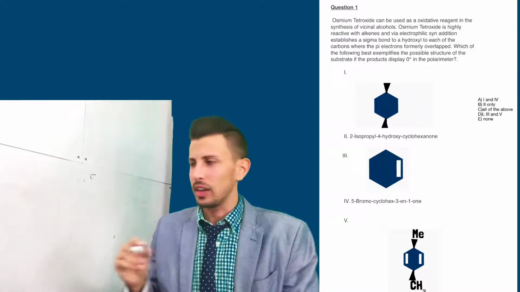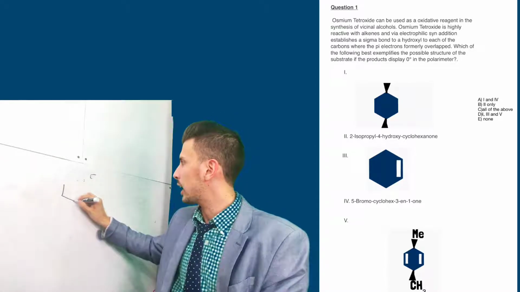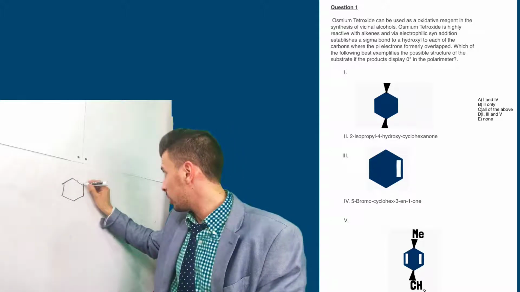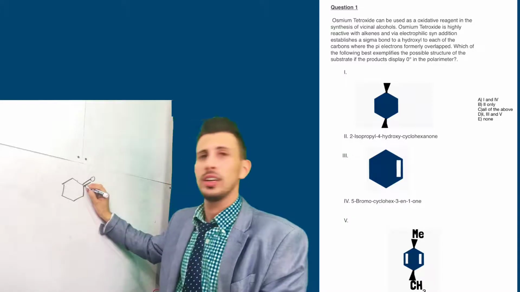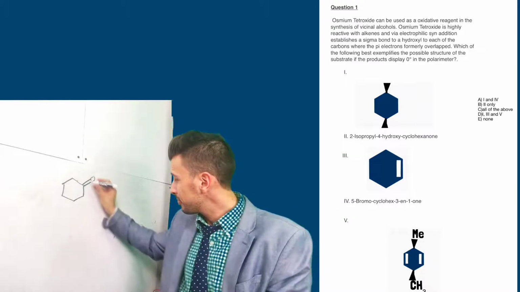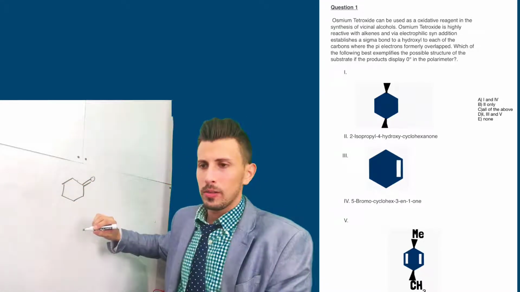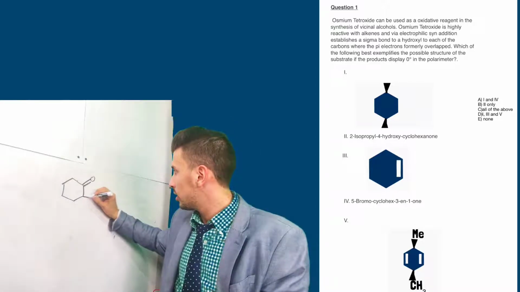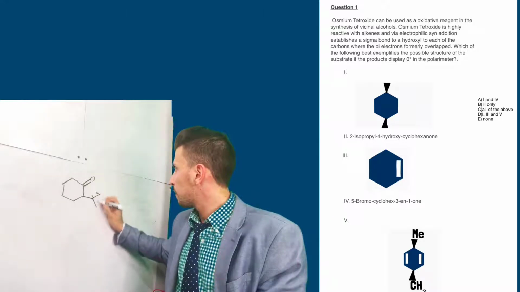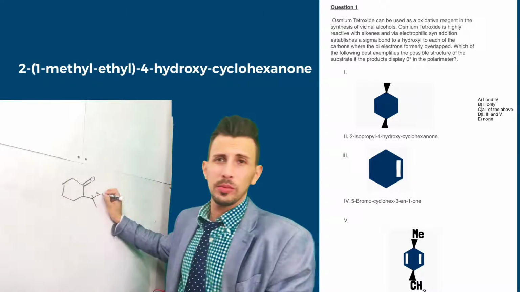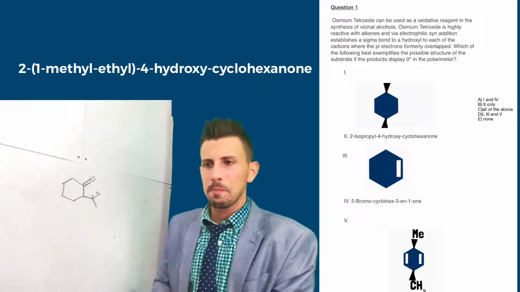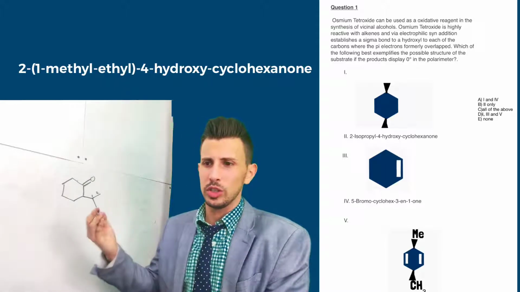2-isopropyl 4-hydroxy cyclohexanone. If you have cyclohexanone, one thing to know is that this is perhaps the only time in nomenclature where we can say the ketone is going to have the locant being carbon number 1. Furthermore, if it says 2-isopropyl, that's an incorrect name for the 1-methyl ethyl substituent. But you should be able to recognize it, right? Isopropyl is a 1-methyl ethyl substituent.